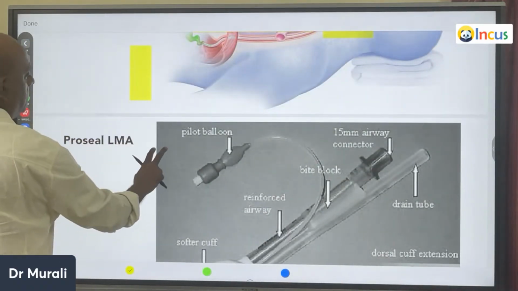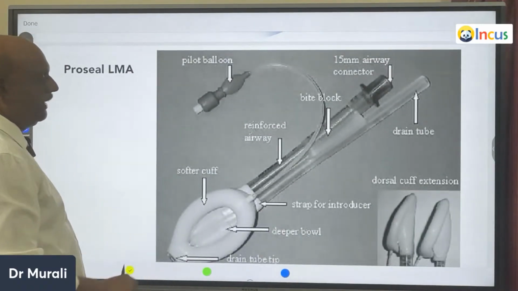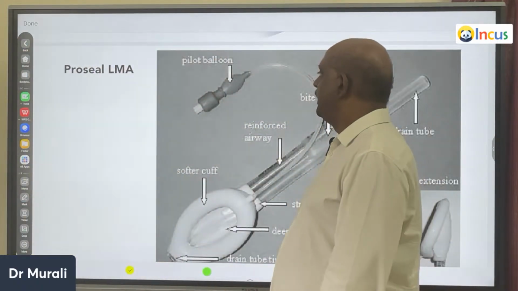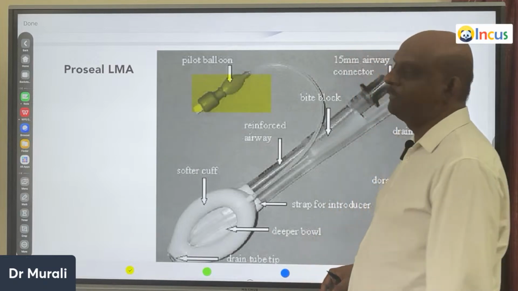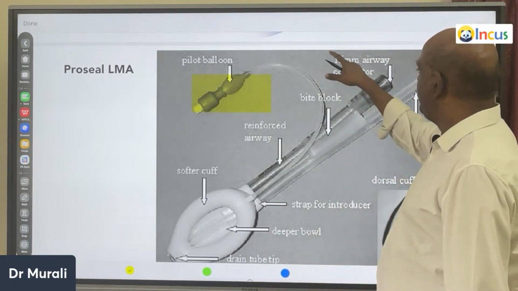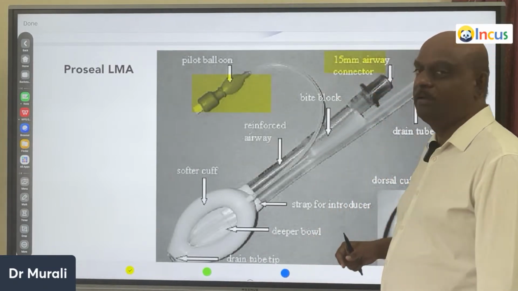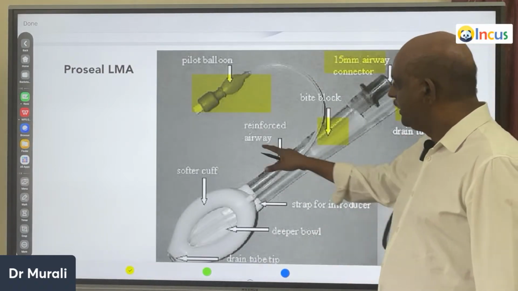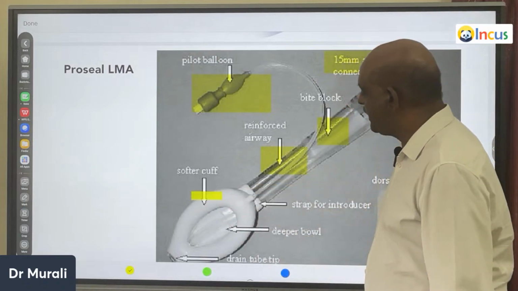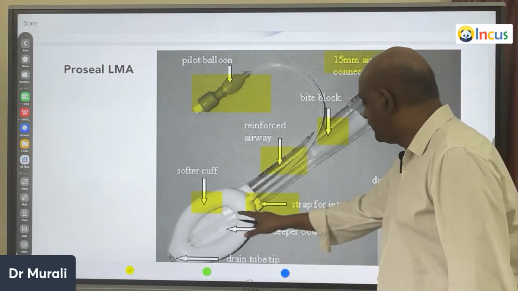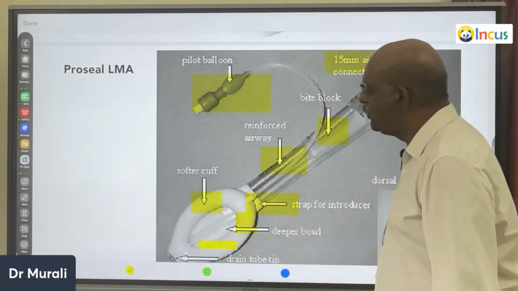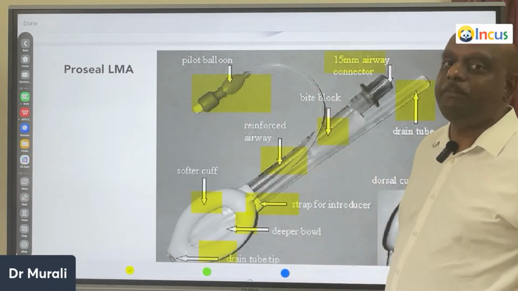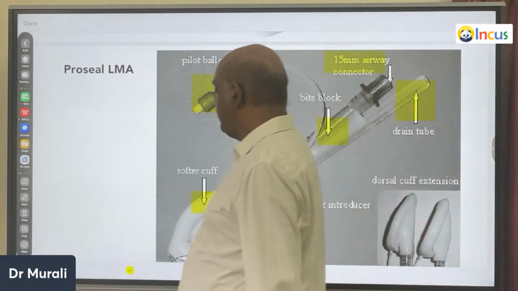So if you look at this LMA, which is called Pro-seal LMA, it has a pilot balloon, then a 15 mm airway connector. There is something called a bite block, drain tube, reinforced airway, softer cuff, strap to introduce, deeper bowl, drain tube tip. So they are the components of the Pro-seal LMA.